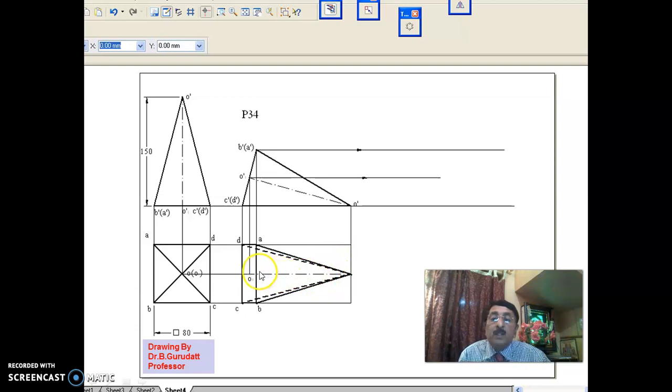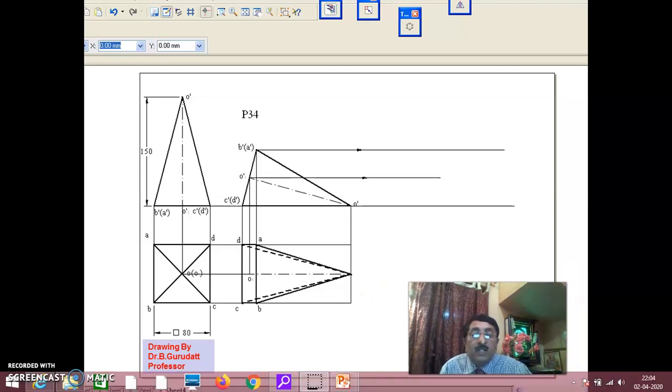In the previous problem, the top view of the axis itself was inclined at some degrees to VP. But now in this problem, what is being given is the true length of the axis should be inclined at 45 degrees to VP. But the problem here is over 1, this axis is not in true length. But the true length of the axis should be inclined at 45 degrees to VP. Hence we do a small construction here.